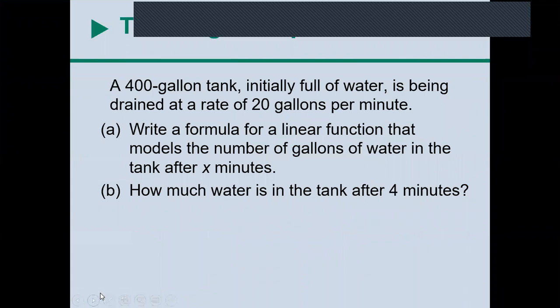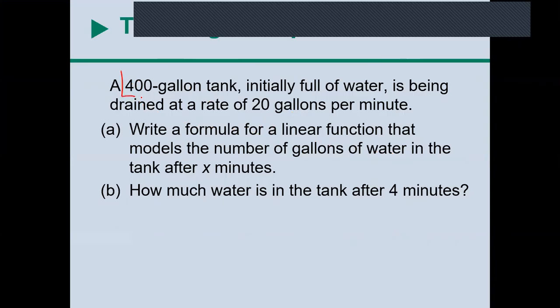All right, so now we're on to this word problem. We have a 400-gallon tank initially full of water. It is being drained at a rate of 20 gallons per minute. First we're going to write a formula for a linear function that models the number of gallons of water in the tank after x minutes.